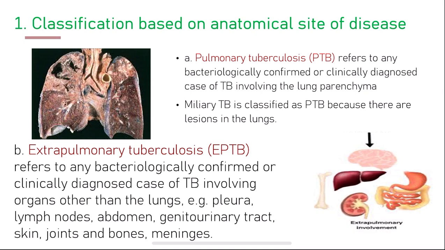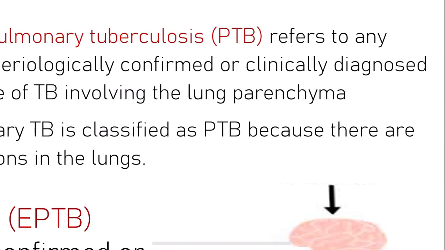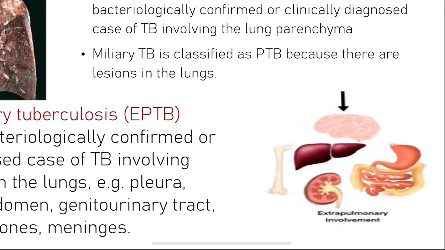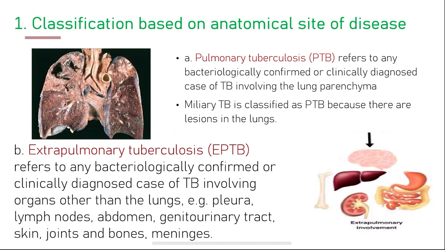It can involve the pleura, lymph nodes, abdomen, genitourinary tract, skin, joints, bones, meninges. You can capture this picture. So we see that it is involving the brain. We have the pleura, liver, genitourinary tract, gastrointestinal system, bones, joints, abdomen, even the brain and the brain meninges.